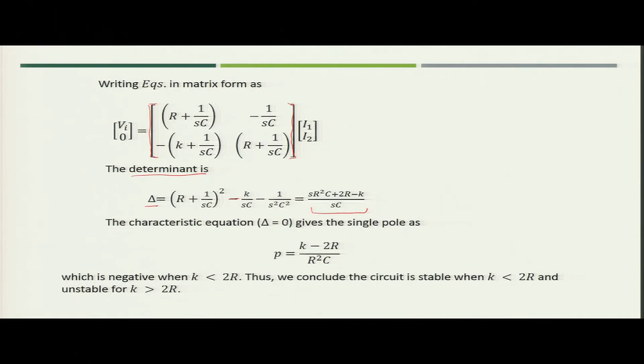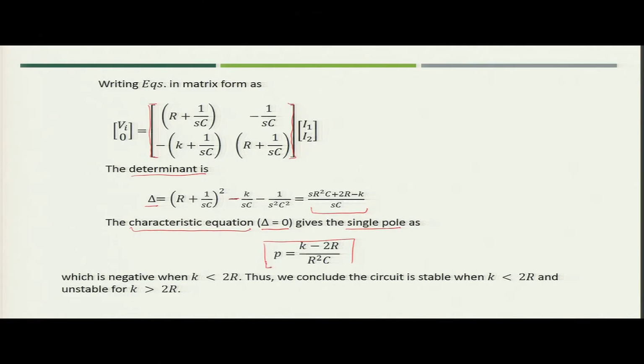Now, if you put the value of delta equal to 0, that would be nothing but the characteristic equation. Then what will you get? You will get a single pole, because the component here only contains degree of s equal to 1. So, you will have only one single pole. The value of the pole P would be K minus 2R upon R square C.